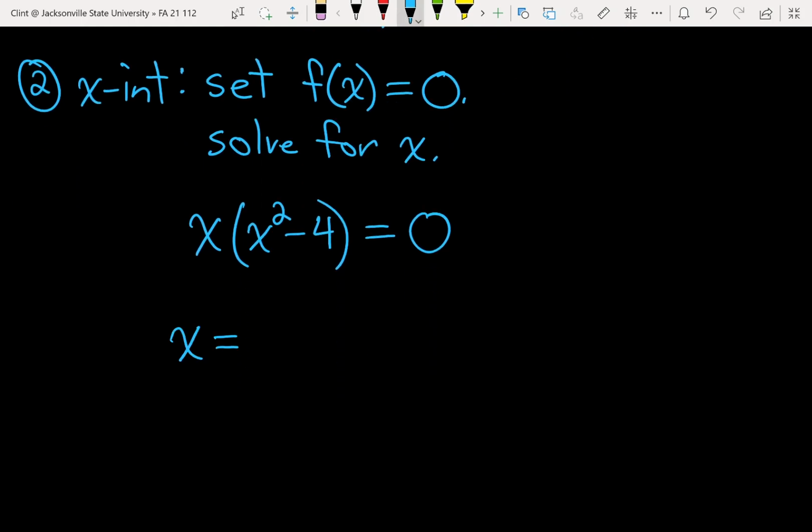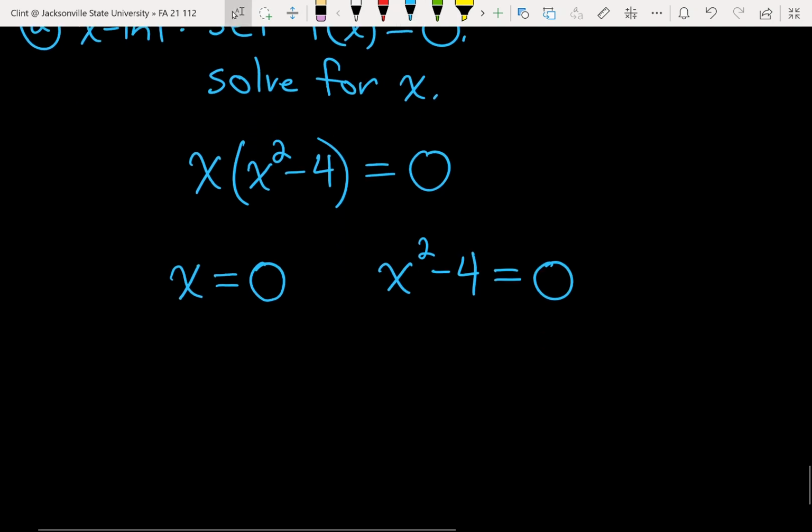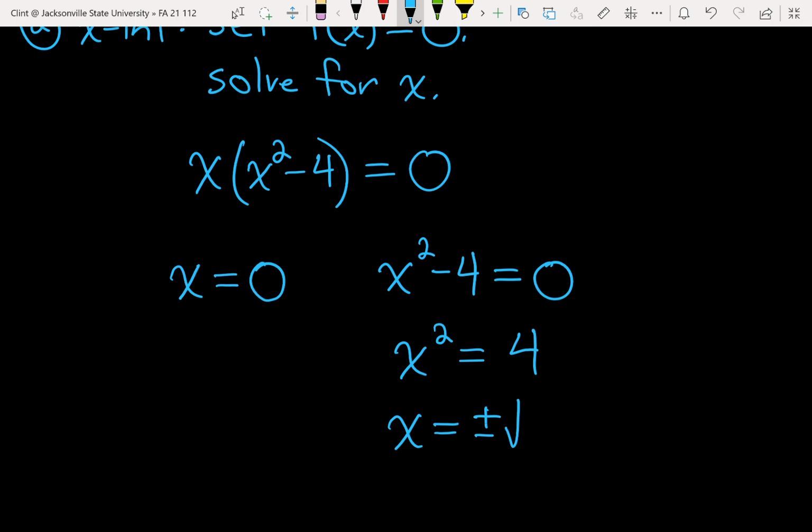So here's 1, x equals 0. We actually already knew that one because that's the same place where our y-intercept was. Right? We know 0, 0 is on our graph already. But if we take the other piece, set it equal to 0. This thing you could factor, it's a difference of 2 squares, but you don't have to. We can just take the square root of both sides. Just remember when we take the square root of both sides, we need to put in plus or minus.